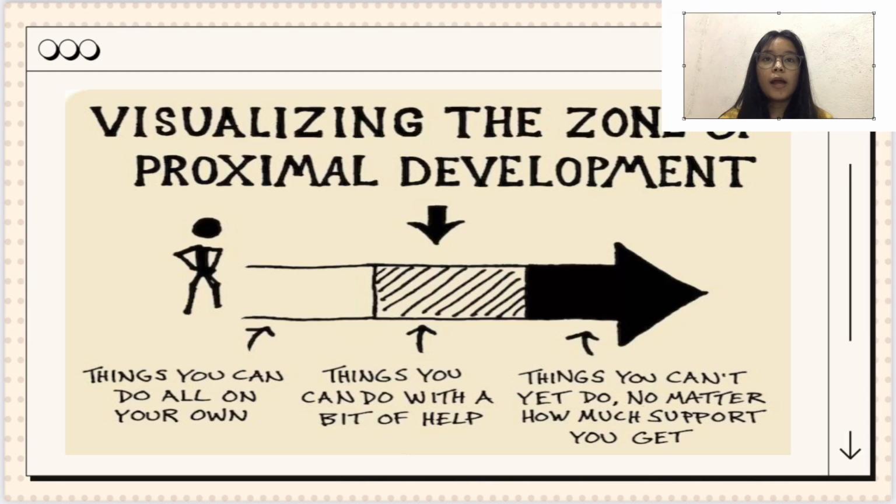In this slide, we have the visualizing of the ZPD. On the left side, we have the things you can do all on your own. In the center is the ZPD, the things you can do with a bit of help. And on the right side, we have the things you cannot yet do no matter how much support you get.